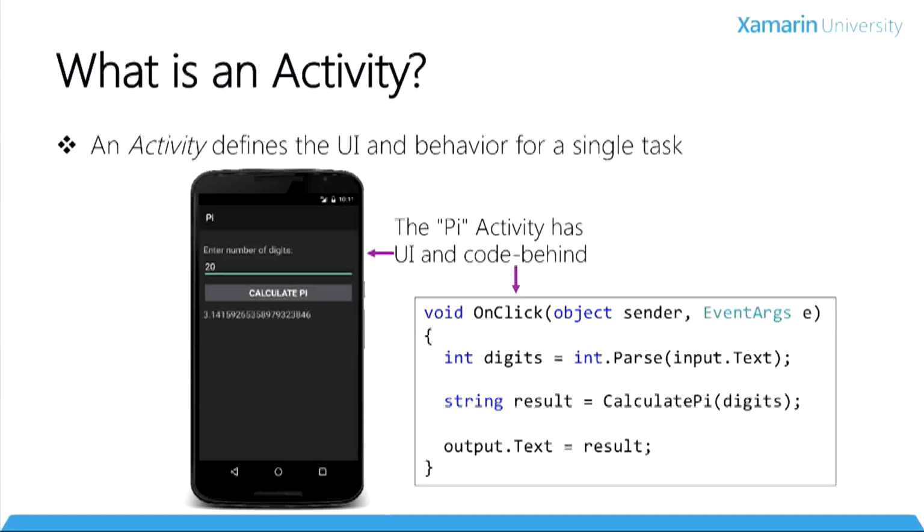Behind the scenes, there's some code that actually does the work. So those two things together, the user interface on the left plus a bunch of code, more than what you just see there, but a bunch of code behind, those two things grouped together make up the Pi activity.